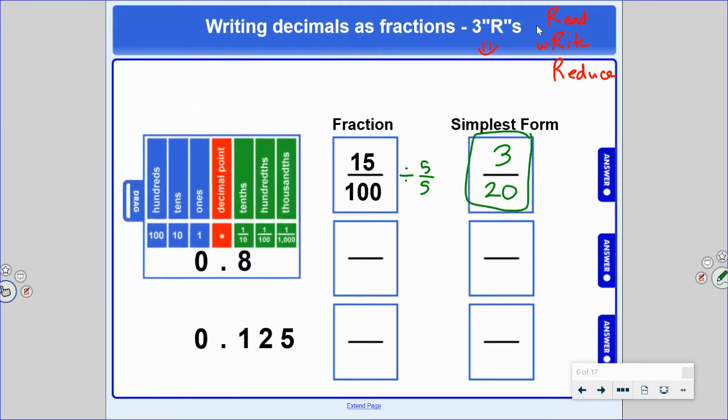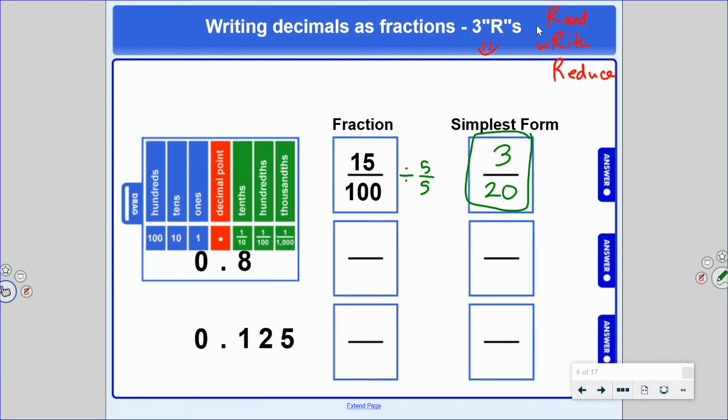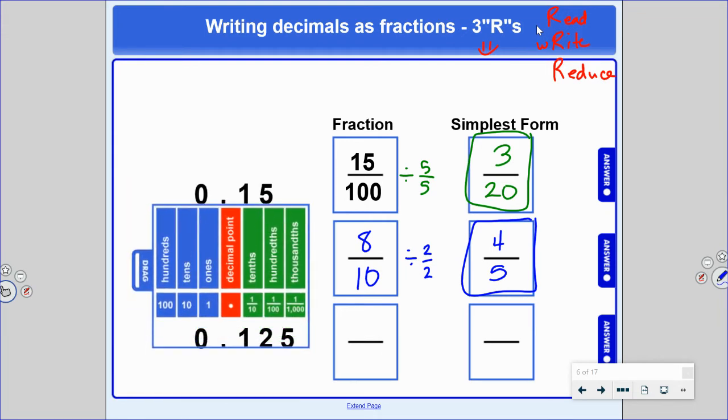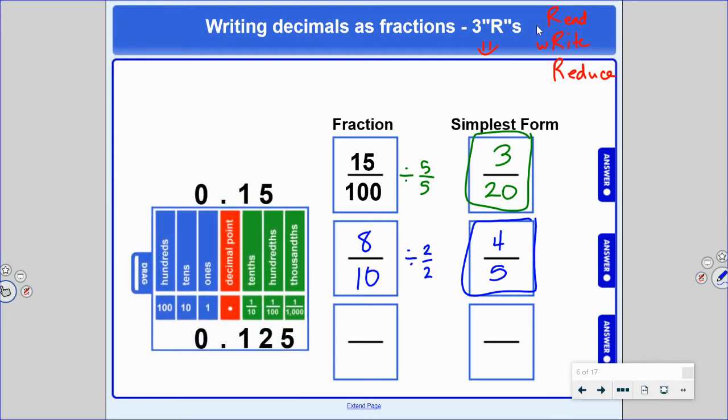Taking a look at the next example, reading it appropriately would be 0 and 8/10. So I'm going to go ahead and write 8/10, 8 over 10. I read it, I wrote it, and now I'm going to reduce it: 4/5. Last one is perhaps tougher. This says 125,000. So I'm going to go ahead and read 125 thousandths. I'm going to write 125 thousandths. And now I'm going to reduce.